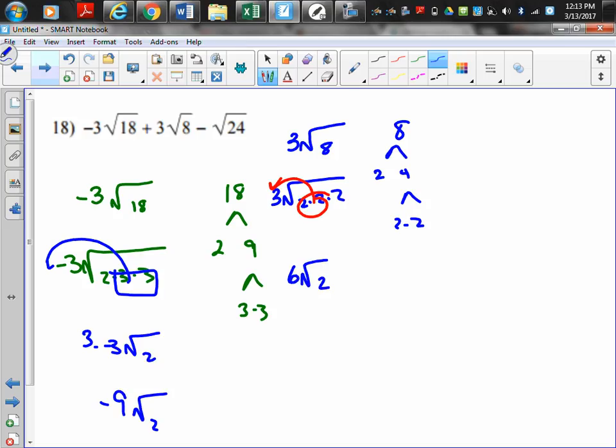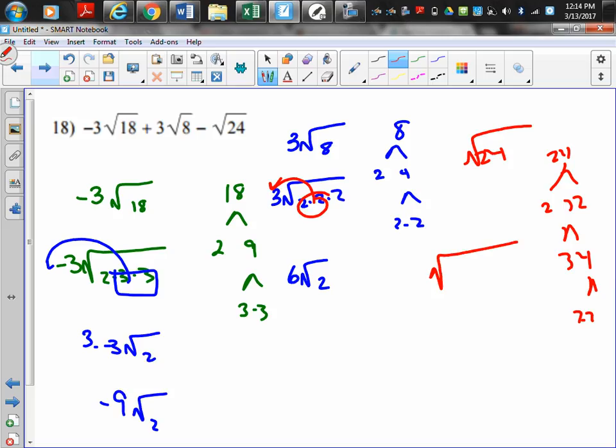Alright, now I have square root of 24. So 24 is 2 times 12. 12 is 3 times 4. 4 is 2 times 2. So I have the square root of 2 times 3 times 2 times 2. Any pairs? Got a pair of 2s, so it comes out. So 2 square root of 6.